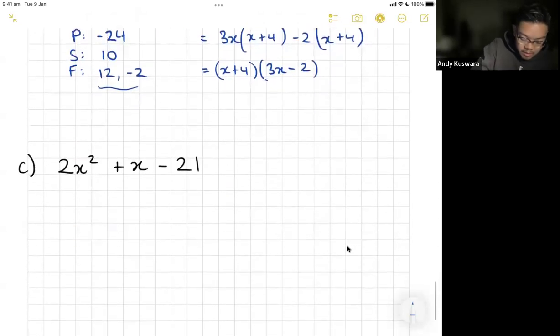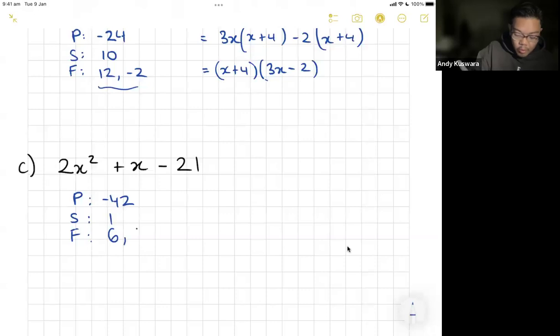Okay, one last one. PSF. Looking here, the product of first and last term, 2 times minus 21, is minus 42. And here, my sum should be positive 1. So I'm trying to think what 2 numbers will multiply to give me minus 42, but add to give me 1. I'm thinking 6 and 7. Now, one of them has to be negative. It's going to have to be minus 6, because 7 times minus 6 gives negative 42, but 7 take away 6 is positive 1.